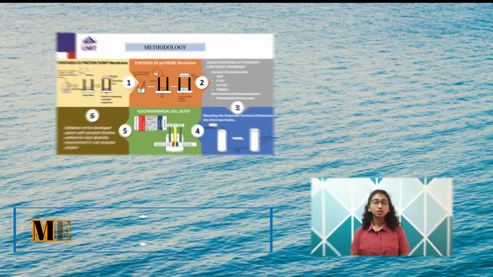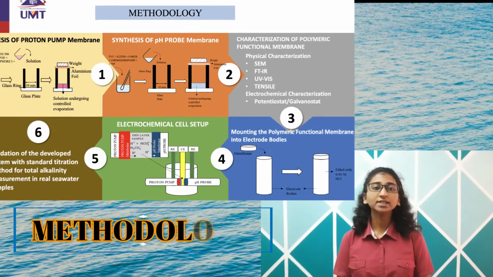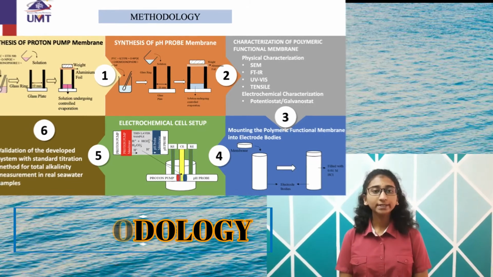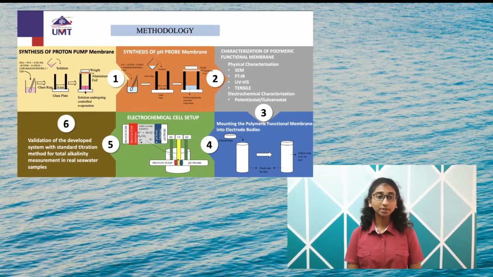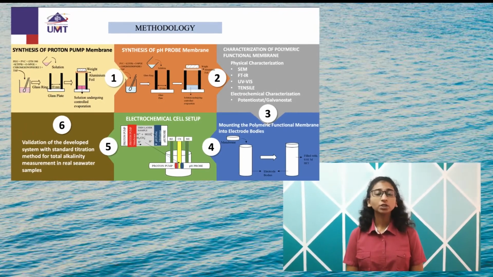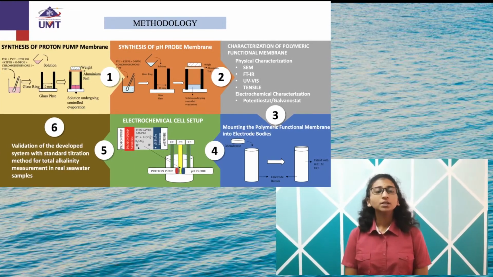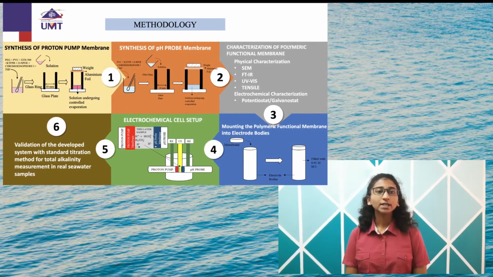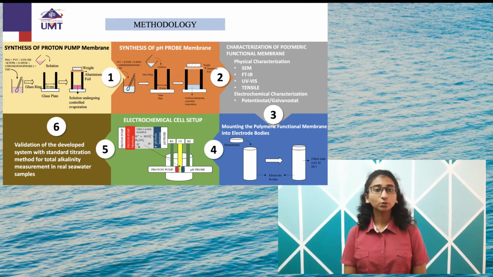The experimental design consists of 6 processes. Firstly is the synthesis of proton pump membrane. In this case, an appropriate amount of chemical is mixed with THF solution and poured into a glass ring resting on a glass plate. The solution is then left for 24 hours in order to form the proton pump membrane by undergoing controlled evaporation. The similar method is repeated in order to synthesize the pH probe membrane.